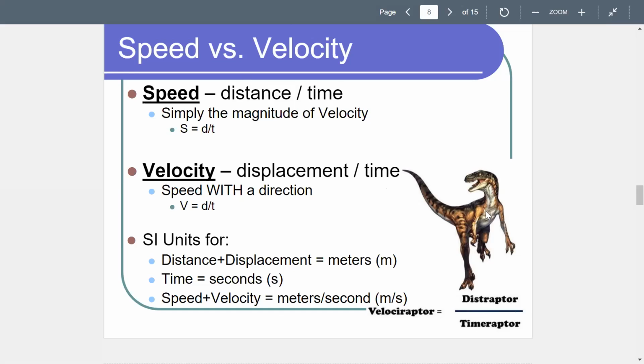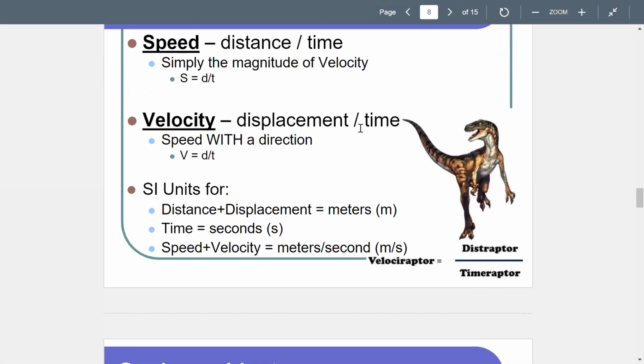So this is just a little pun here. It says velociraptor is equal to distraptor over time raptor. All right, I promise you there are shirts with that on there. So just be glad I'm not wearing the shirt. It's not a bad pun. So it makes us two great things, dinosaurs and physics. Who doesn't love both of those?